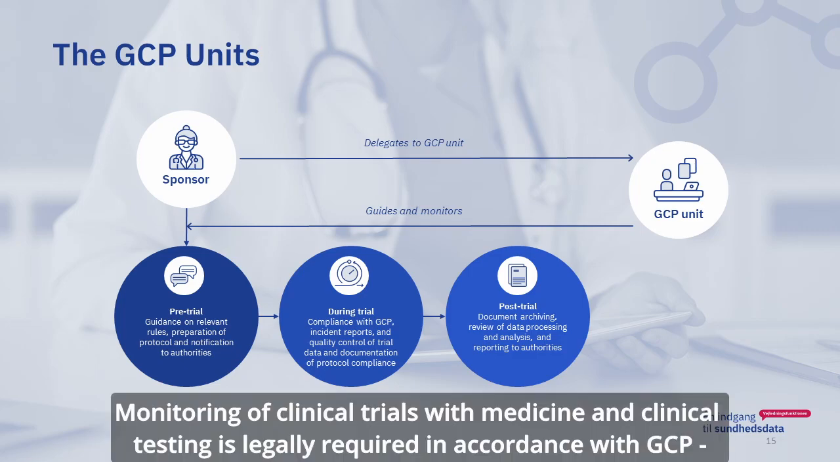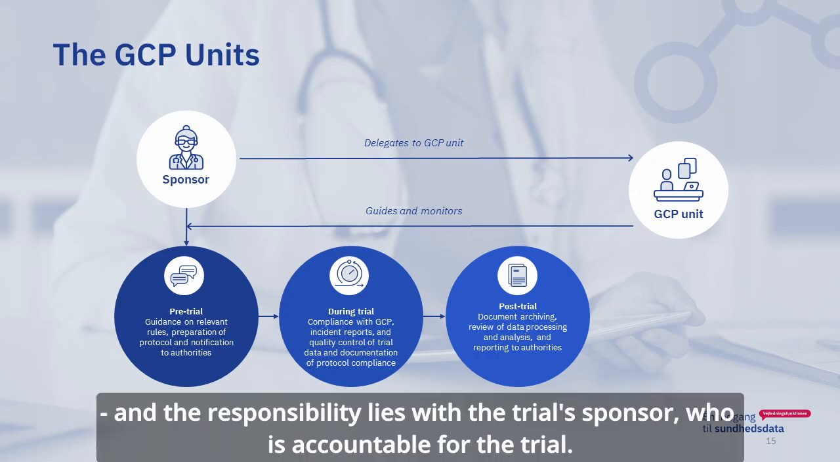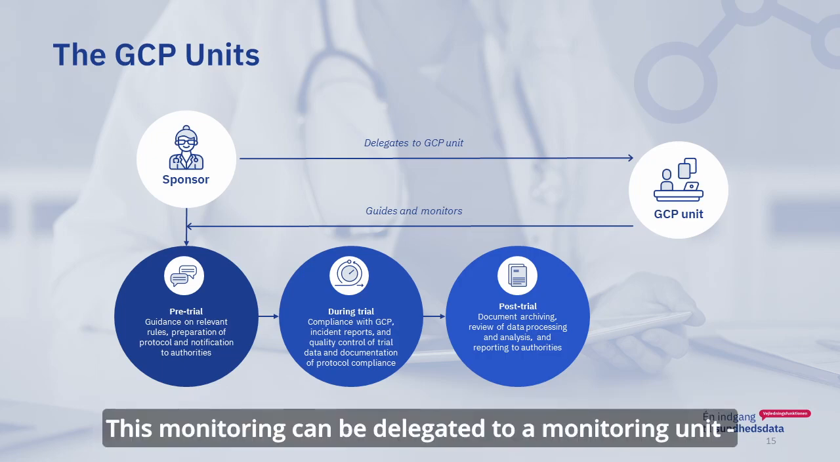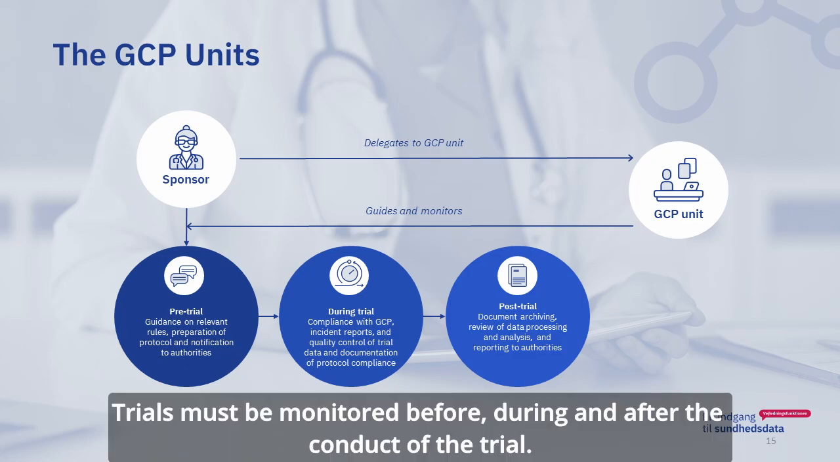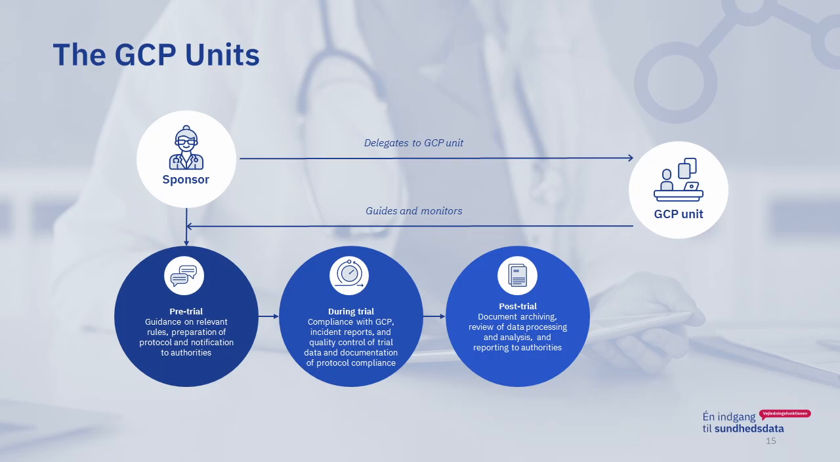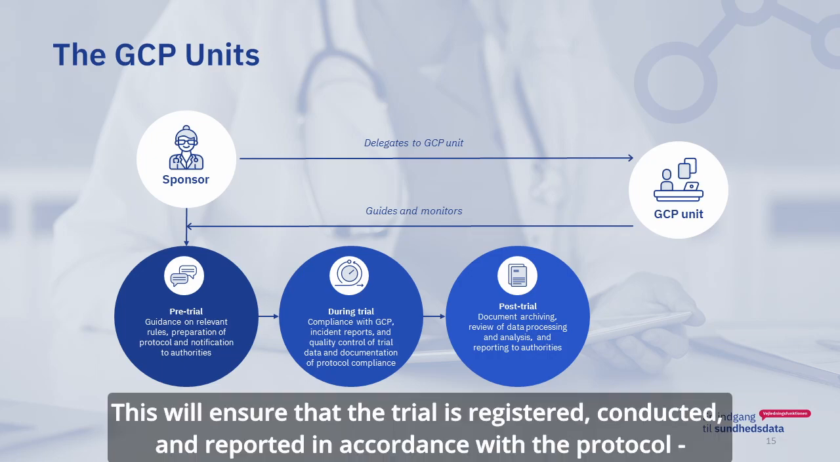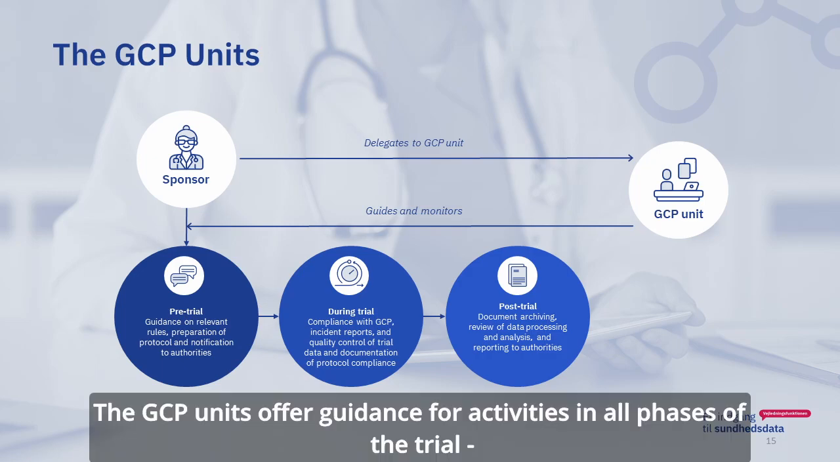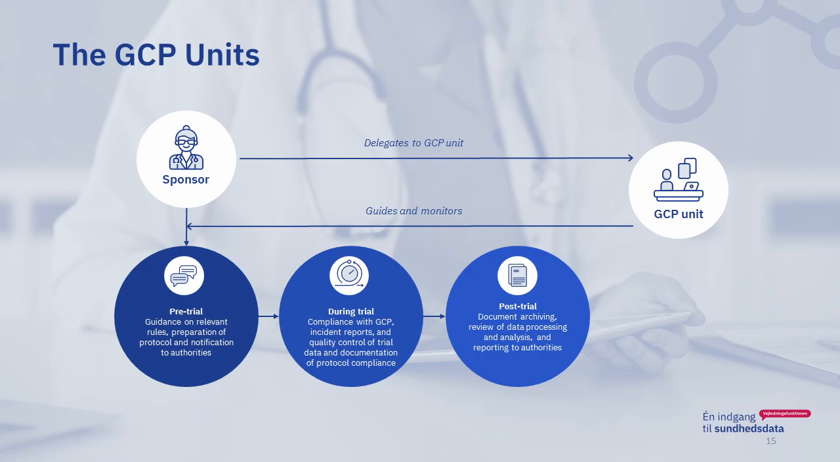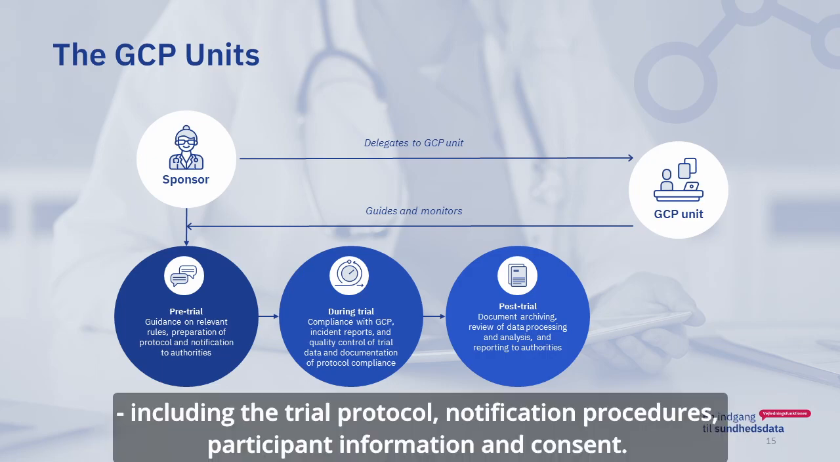Monitoring of clinical trials with medicine and clinical testing is legally required in accordance with GCP, and the responsibility lies with the trial sponsor who is accountable for the trial. This monitoring can be delegated to a monitoring unit, such as a GCP unit. Trials must be monitored before, during and after the conduct of the trial. This will ensure that the trial is registered, conducted and reported in accordance with the protocol, good clinical practice and Danish legislation. The GCP units offer guidance for activities in all phases of the trial, including the trial protocol, notification procedures, participant information, and consent.